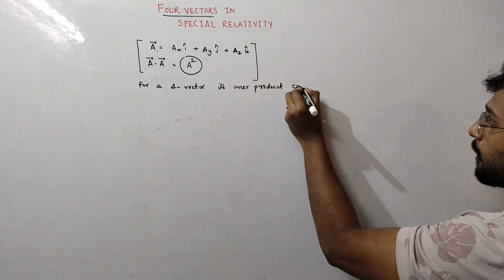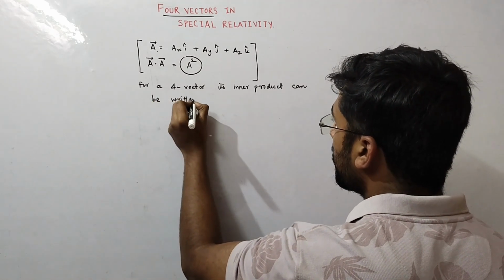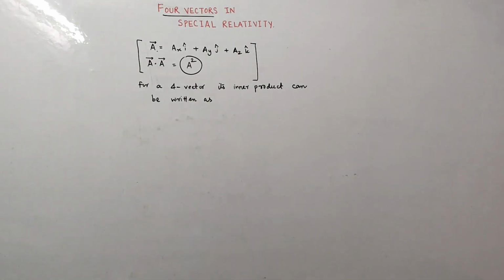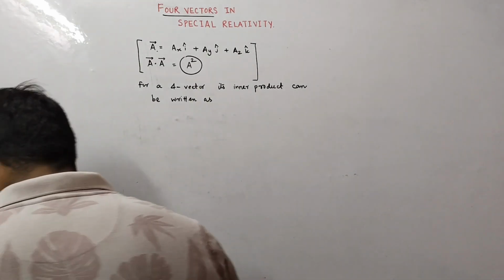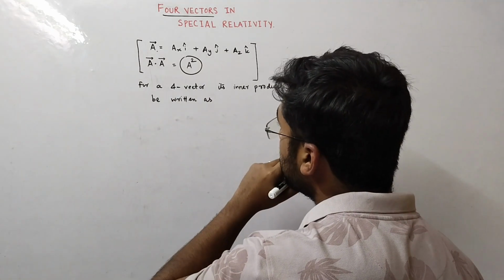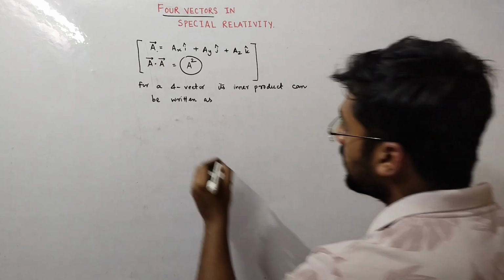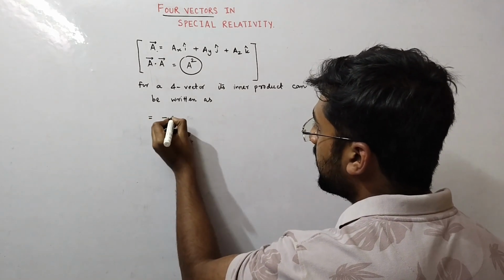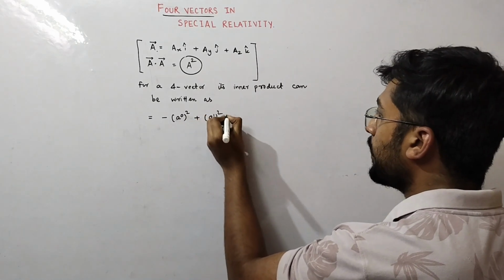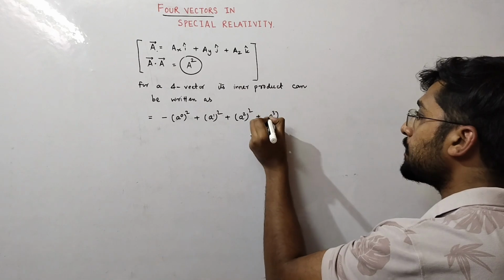can be written in a similar manner to what I will be doing right now. Let me first write it down. This is A0 square plus A1 square plus A2 square, and this will be A3 square.